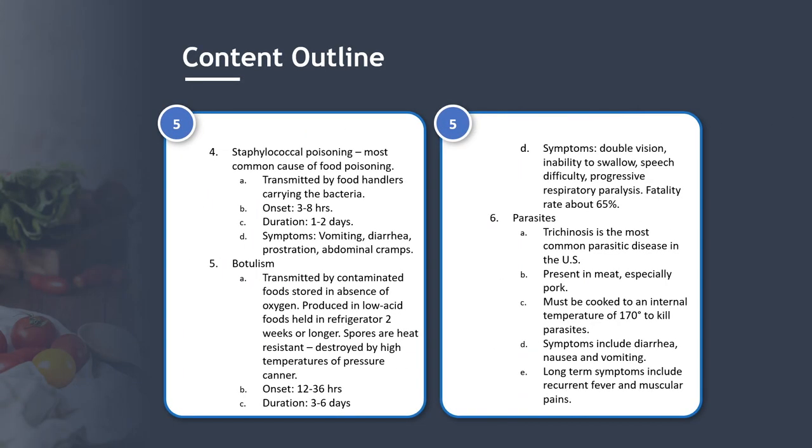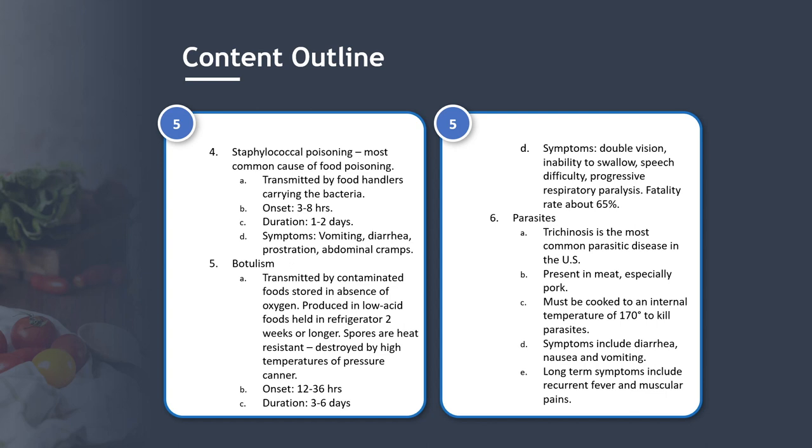4. Staphylococcal poisoning, the most common cause of food poisoning. It is transmitted by food handlers carrying the bacteria. The onset is 3 to 8 hours. Duration: 1 to 2 days. Symptoms: vomiting, diarrhea, prostration, and abdominal cramps.